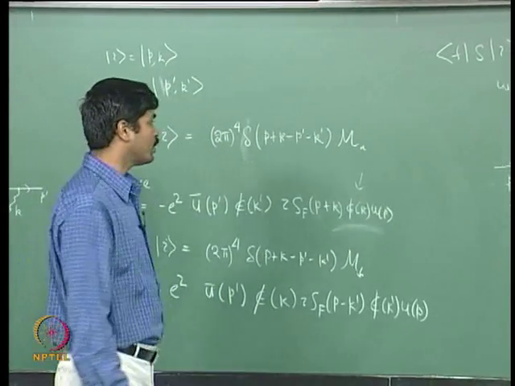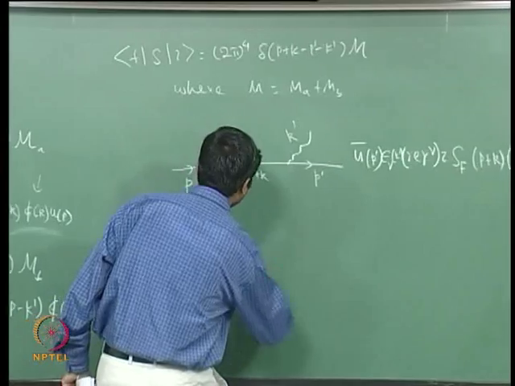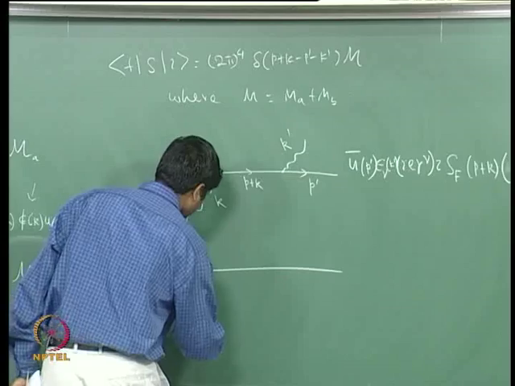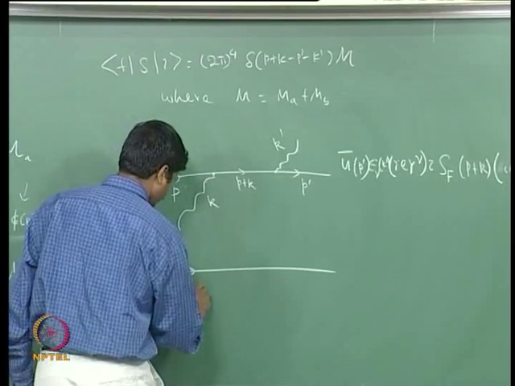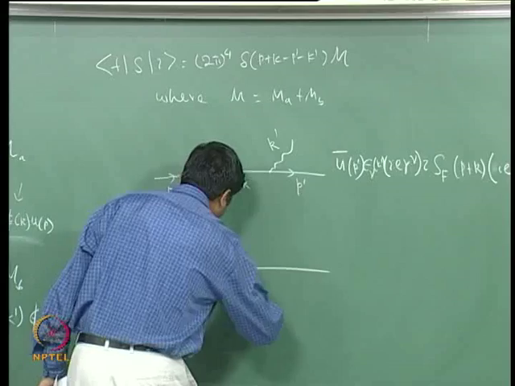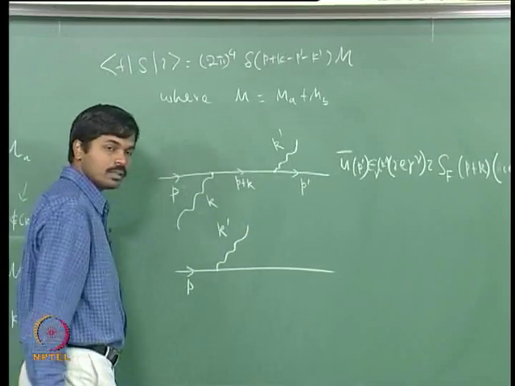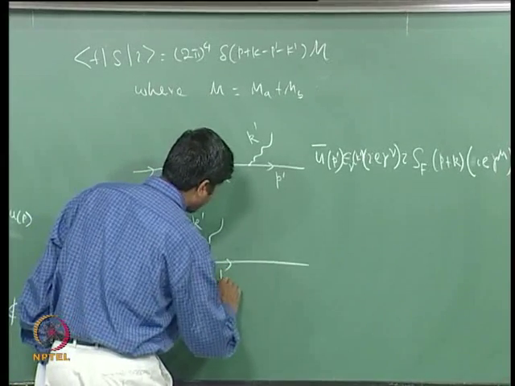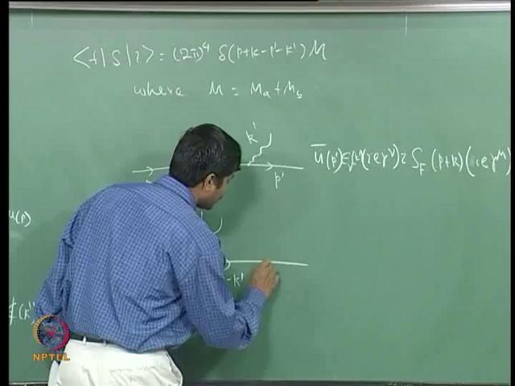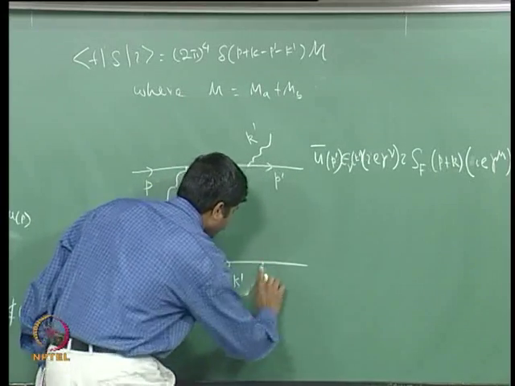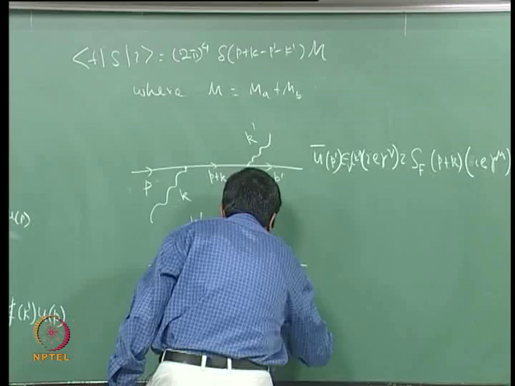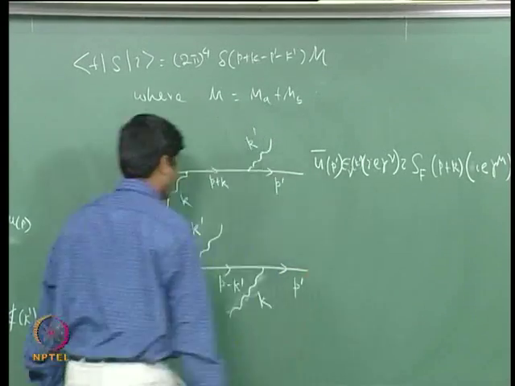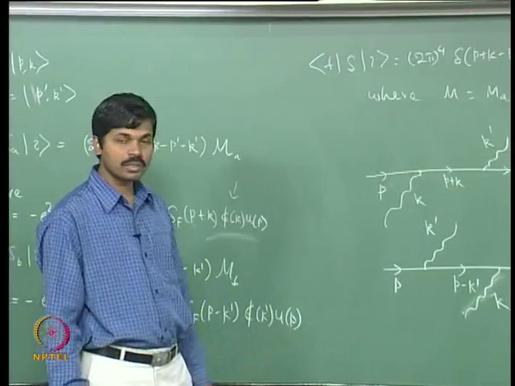On the other hand, you have the second diagram here, where you have an incoming electron of momentum p which emits a photon of momentum k prime here, and then you have a propagator with momentum p minus k prime. Finally, the incoming photon of momentum k is absorbed, and you have an outgoing electron of momentum p prime. So, let us follow the same set of rules.